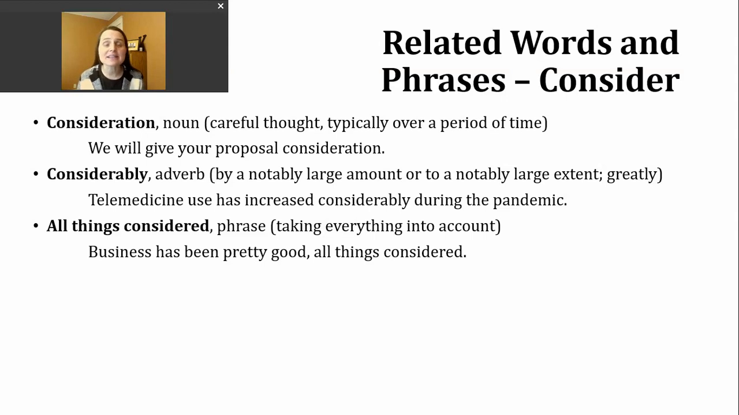So telemedicine is referring to having a video visit with a doctor or other medical professional. And not surprisingly, when we were all being told to stay home, it's not a shock that these video doctor appointments have increased by a large amount, by a noticeable amount. The last thing we're going to look at today is the phrase, all things considered.